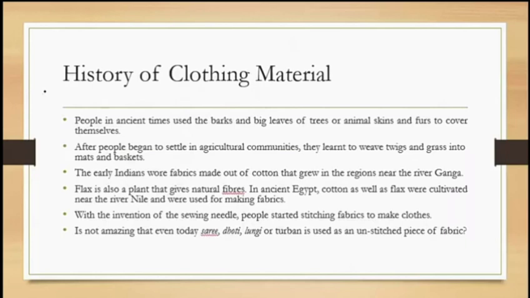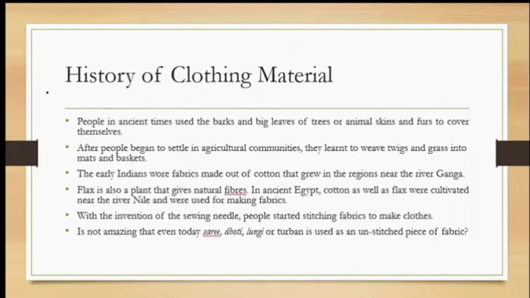At that time, stitching was not known to people. They simply used to wrap a big piece of cloth or fabric around them. They just take the big piece of fabric and simply wrap it around them. And this is how saris originated in India.